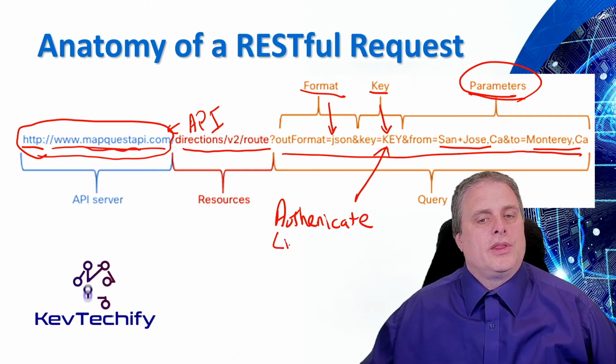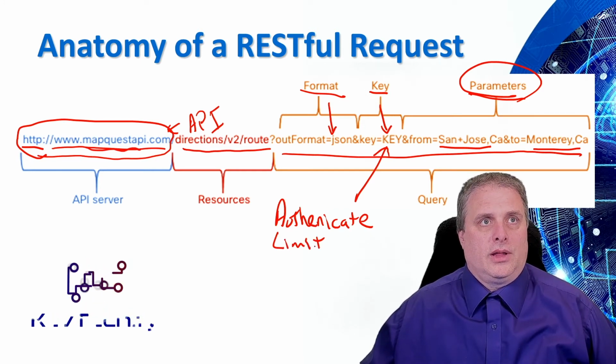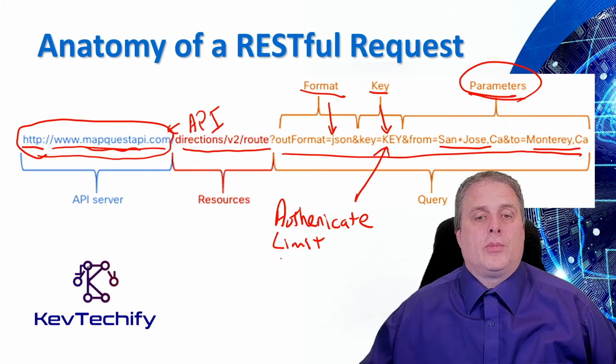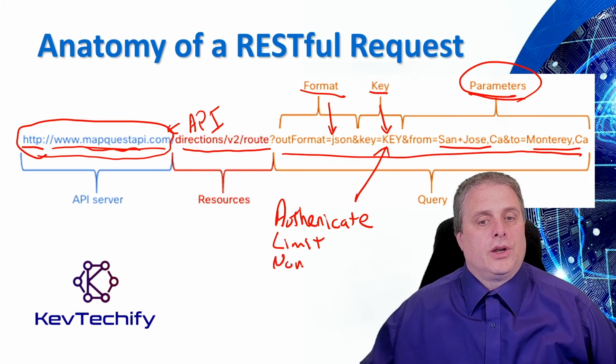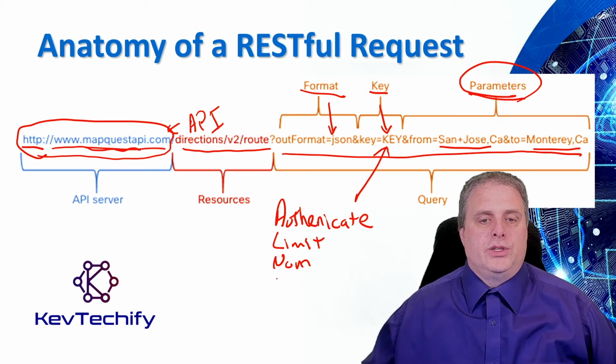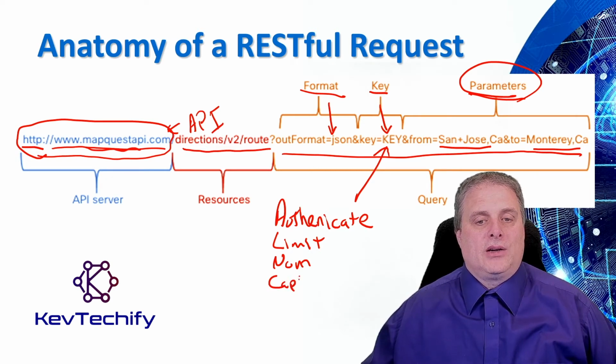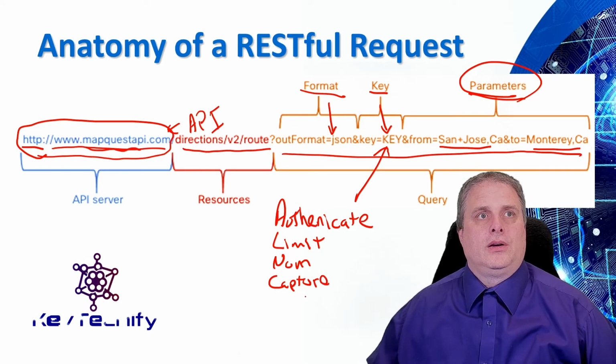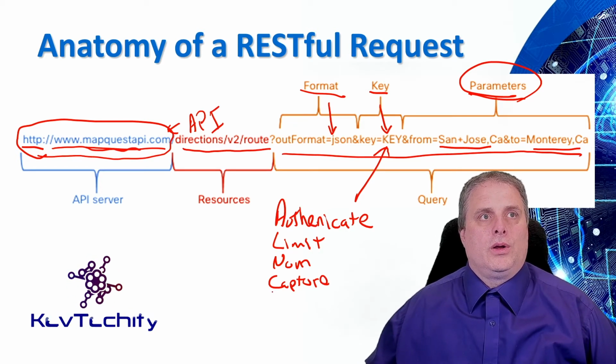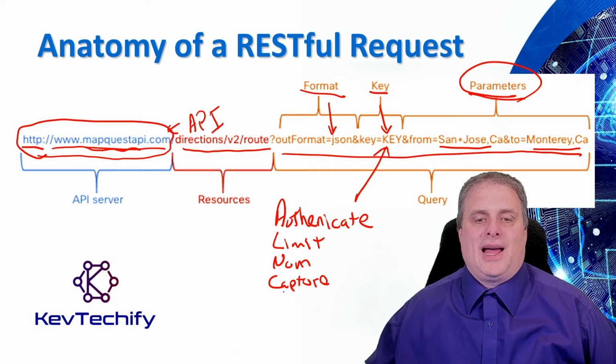Maybe you're going to limit the number of people that are doing that. Maybe the number of requests you're going to limit per key. You can also use it to capture data about who is getting your request and track that better. Or you could also use it to gather information on people using your API.